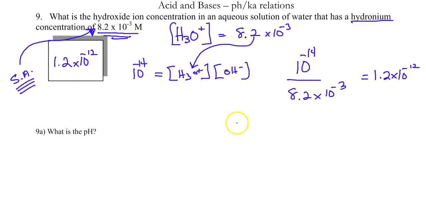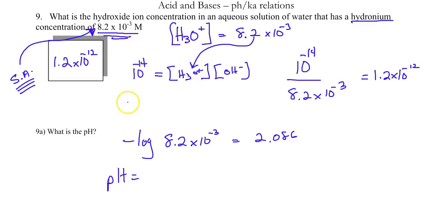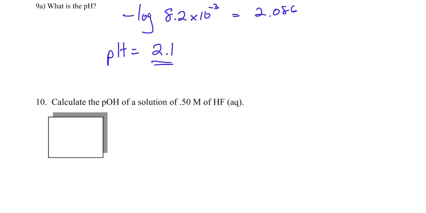What's the pH? Well, very simply, I can take the negative log of the 8.2 times 10 to the negative 3. That's kind of easy stuff, isn't it? And when I do the negative log of that, I get 2.086, which means the pH is equal to, I'm going to go with 2 sig figs here, 2.1. Pretty easy. There was no equilibrium in that question.